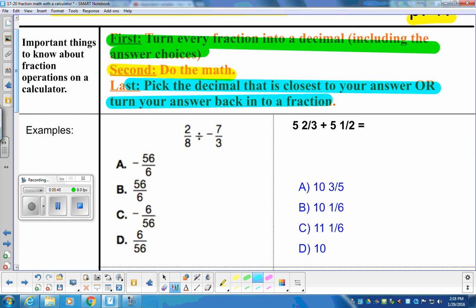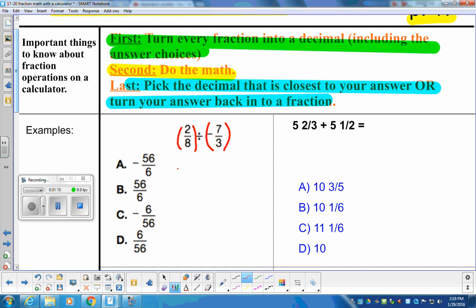So how do we basically survive? First we turn every fraction into a decimal. We also need to do it for the answer choices, and then we do the math. So we're going to start by calculating the fractions. Let's look at this first fraction. Everywhere you see a fraction today, put parentheses around it. Parentheses kind of protect the fraction.